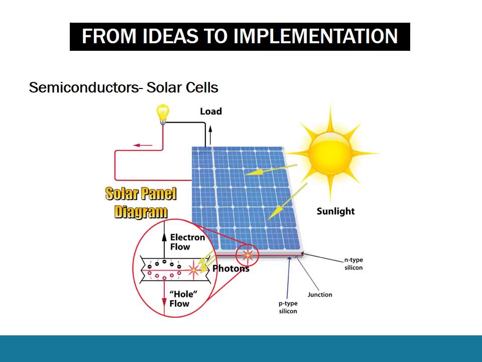And finally, an application of semiconductors are solar cells. You've got sunlight incident on the solar panel. There's an N-type semiconductor at the top and a P-type semiconductor at the bottom, as you can see by the little blown up chart in the bottom left.